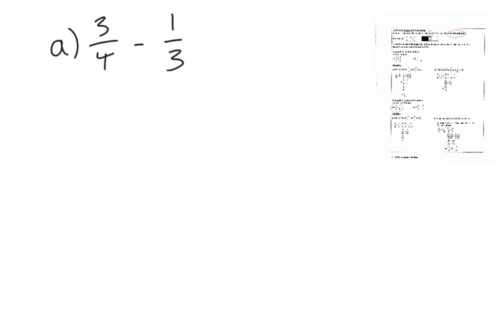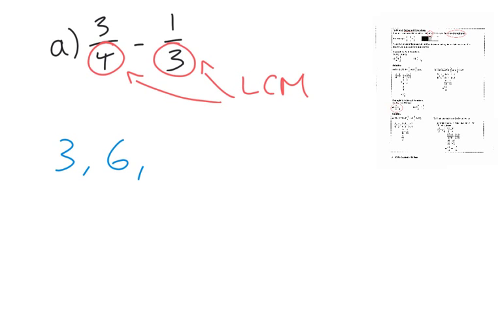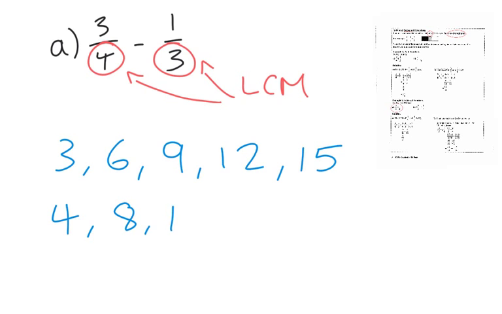The first thing you'll notice is that the denominators are not the same, but we want them to be the same. Therefore, we're going to have to find the lowest common multiple of 3 and 4. I'm going to go ahead and list some of the multiples of 3 and 4. So 3, 6, 9, 12, 15. I'm going to stop there. I'm going to do the multiples of 4: 4, 8, 12, 16. I'm going to stop there.